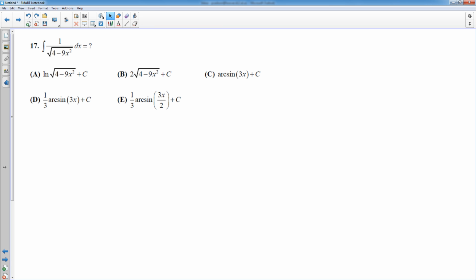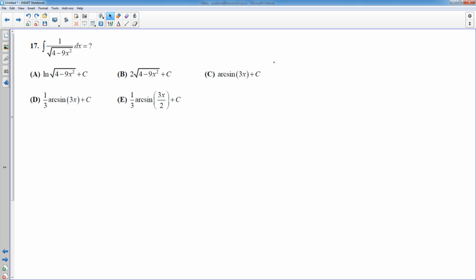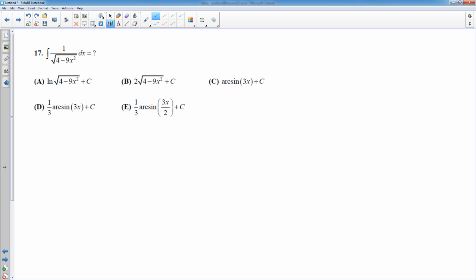17. This is going to be very similar to 14. Because 17 I'm looking at, and I know that there's a property that says that the antiderivative of 1 over the root of a squared minus x squared is the inverse sine of x over a. So what I'm going to try to do is steer this integral into that, and I really want a 1 in front of the x squared. So under that radical, I'm going to factor out a 9, which would leave me with 4/9 minus x squared dx.